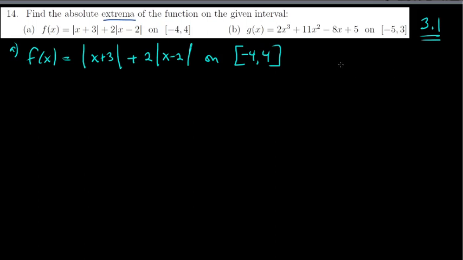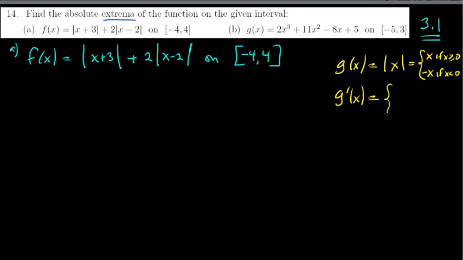In fact, let's do that now, right? Suppose g of x is just the absolute value of x. What's the derivative? There's a couple of ways of thinking of this. Remember, absolute value of x is a piecewise function. It's just x if x is greater than or equal to 0, and it's negative x if x is less than 0. So the derivative is either 1 or -1. It's 1 if x is greater than 0, and it's -1 if x is less than 0.